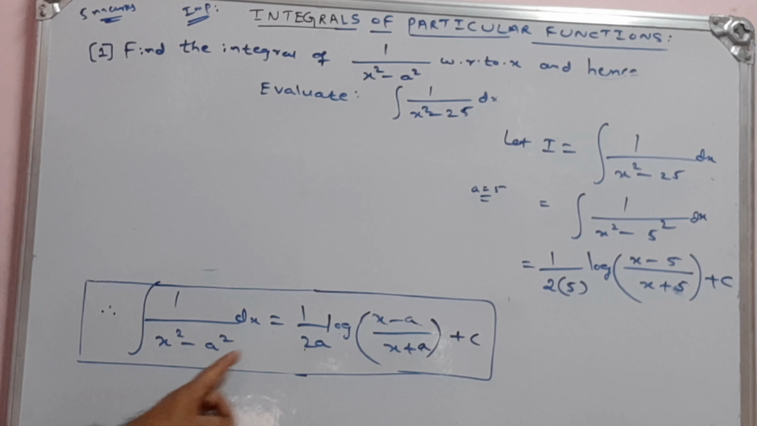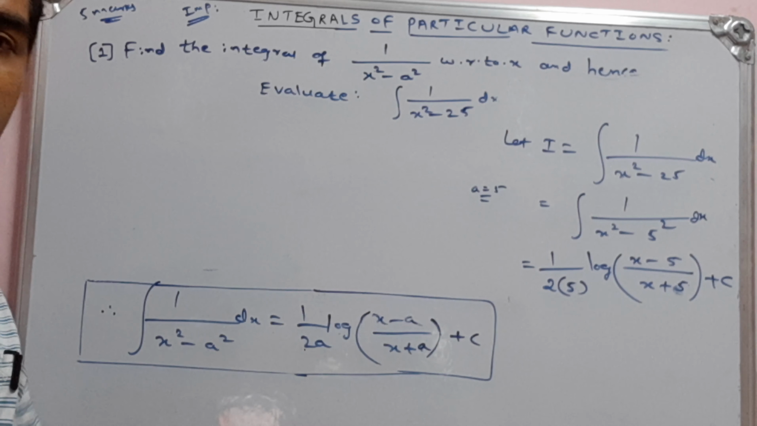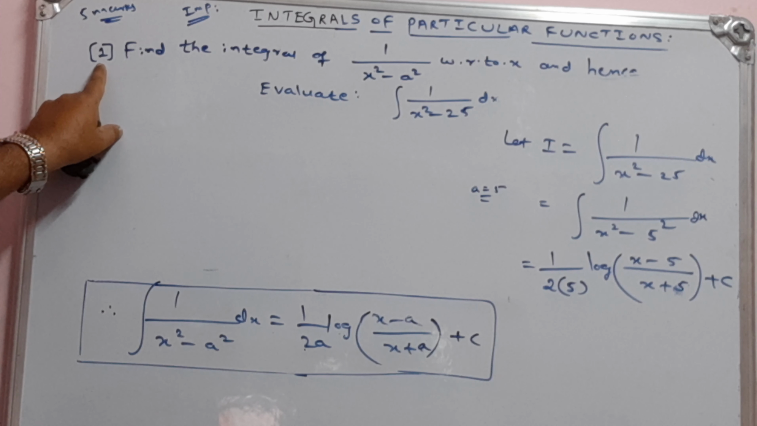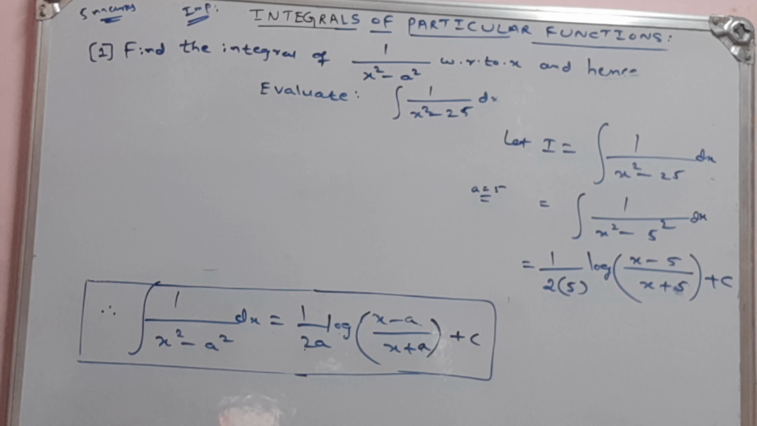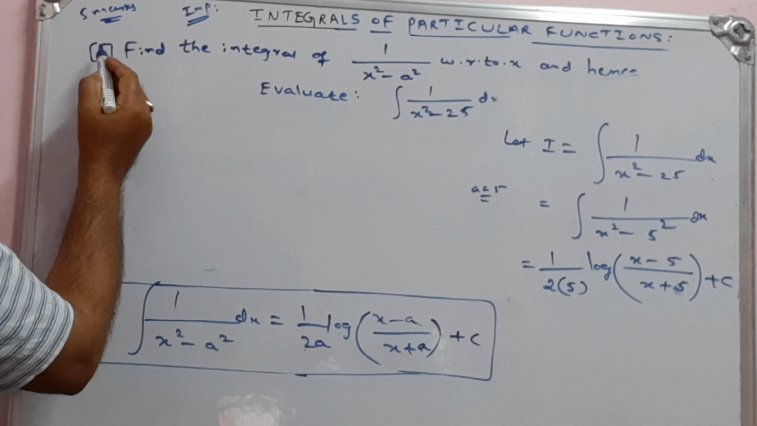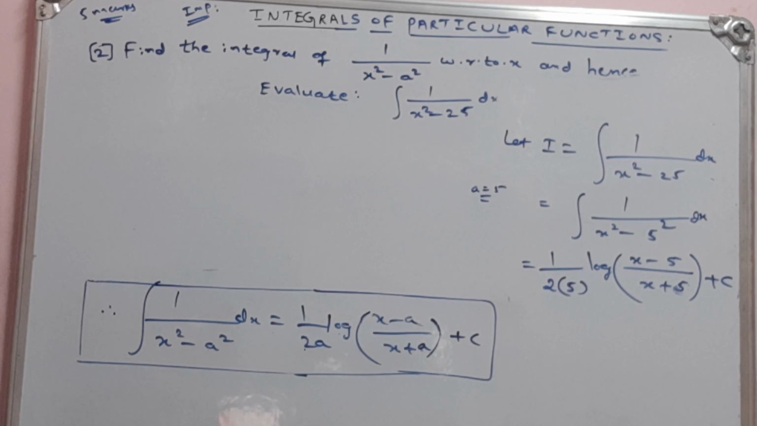So integral of 1 by x square minus a square is equal to 1 by 2a into log of (x minus a) divided by (x plus a) plus c. This is our first standard result. So let us continue and go for the other result.